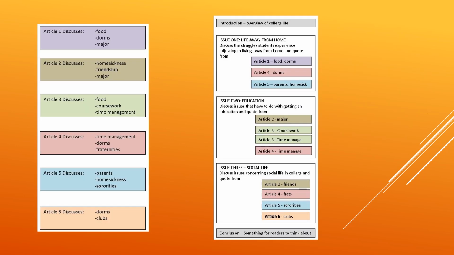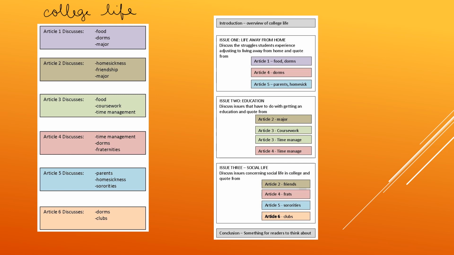I want you to imagine that you have 6 sources. I've numbered them article 1 through 6 here and color-coded them to make them easier for you. Now let's say we're writing a paper about college life, and that's your topic. Your first article talks about food and dorms and having a major. Those are the main topics in your first article. And then you have another article that talks about homesickness, friendship, and finding a major.